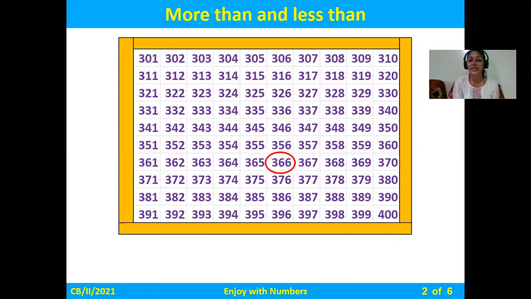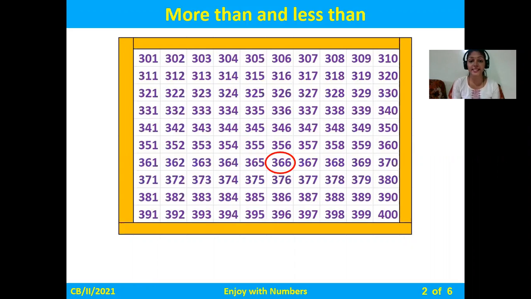All right. So we are learning more than and less than. Now you can see a number grid where the numbers are from 301 to 400, right? And you can see that number 366 is circled. So the number 366, how do we know which number is before 366 and after 366? And how do we write in more than and less than?